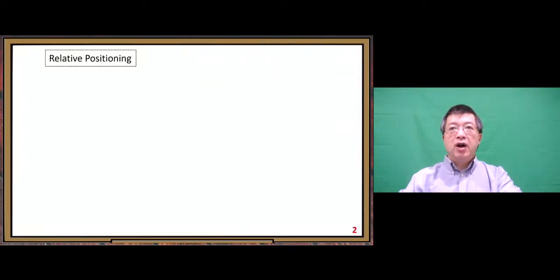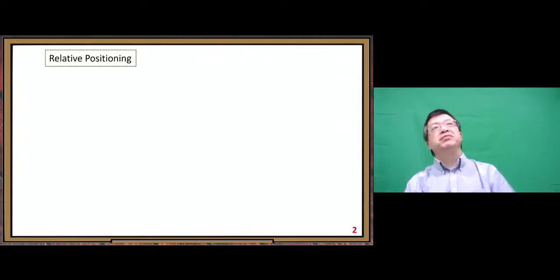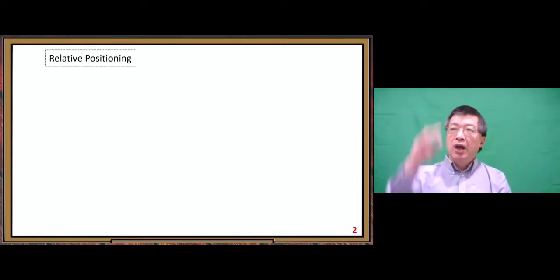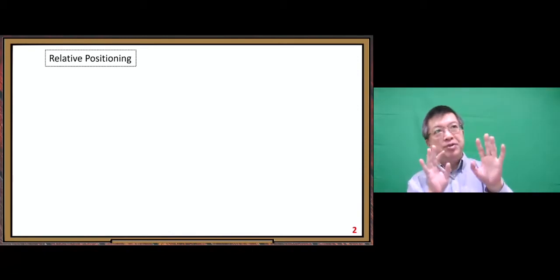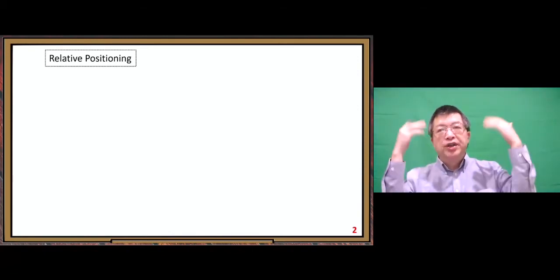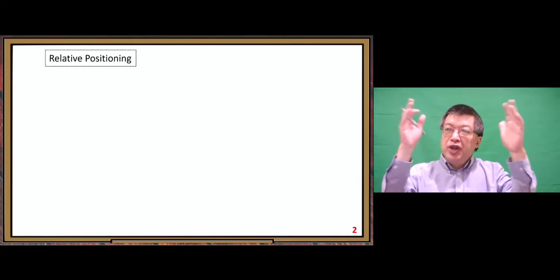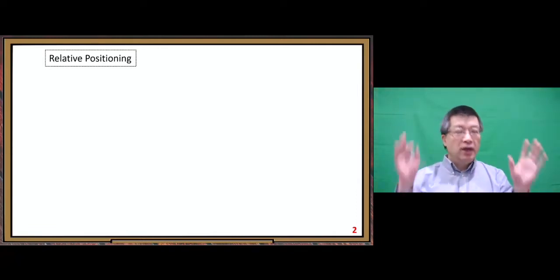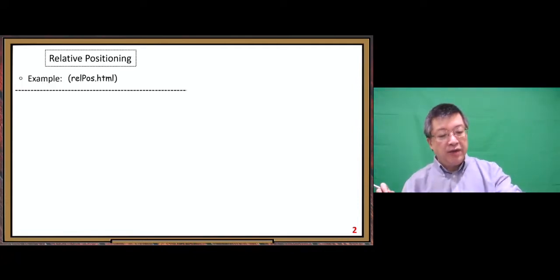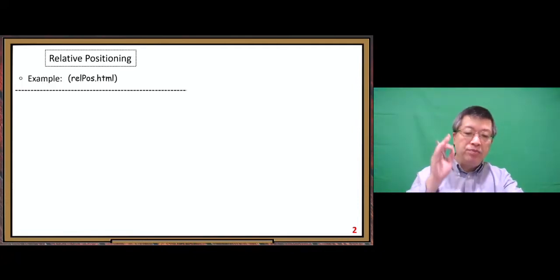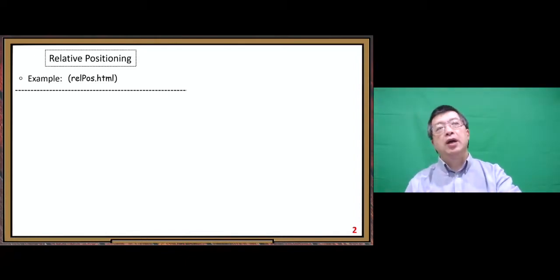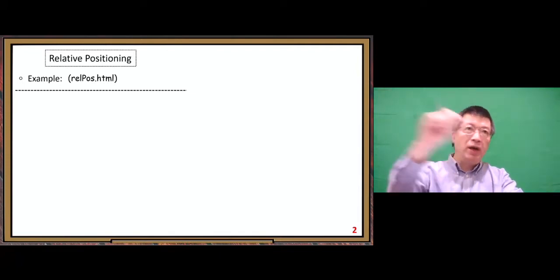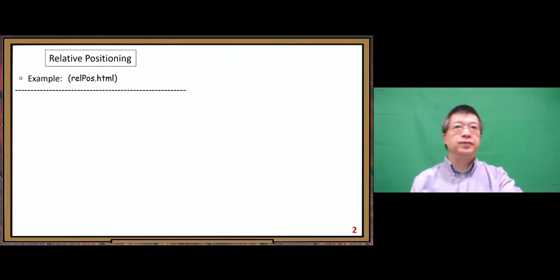It is called relative positioning. These two types, absolute positioning and relative positioning, are the most frequently used positioning styles. All right, so let me give you the second example. It's called rel.pos.html. I also include the examples in the zip file, so you can download it, play around, and test it by yourself.